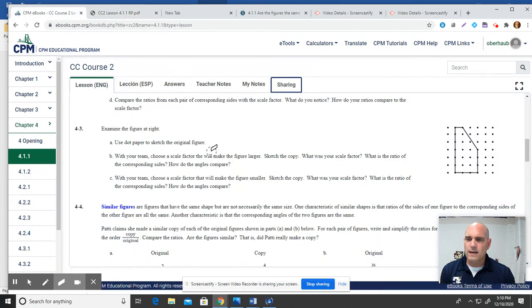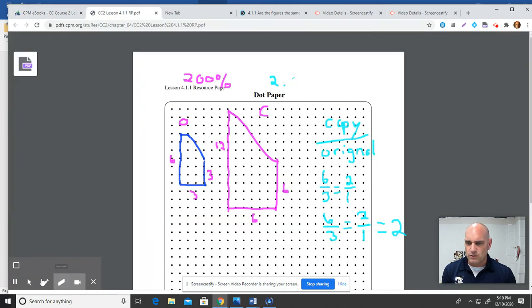What else do we got? With your team, choose a scale factor that will make the figure smaller. Sketch the figure. What was the scale factor? Let's make it smaller this time. Let's go with just this red. So here's my original again. This time I have to make a figure that's smaller, so it's got to be less than 100%. Let's not get wild and crazy. Let's just make it 50%.